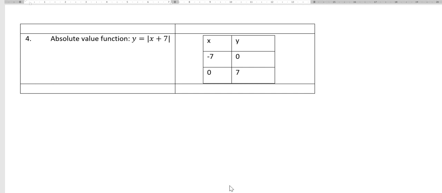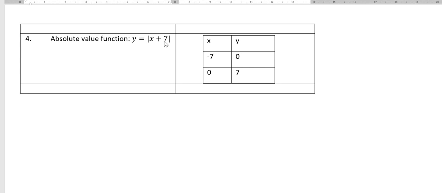Hello and welcome to the fourth video in this series in which we are looking at how to graph various types of functions in MyMathLab. The last one that we are looking at today is how to graph an absolute value function. We are taking y equals absolute value of x plus 7.